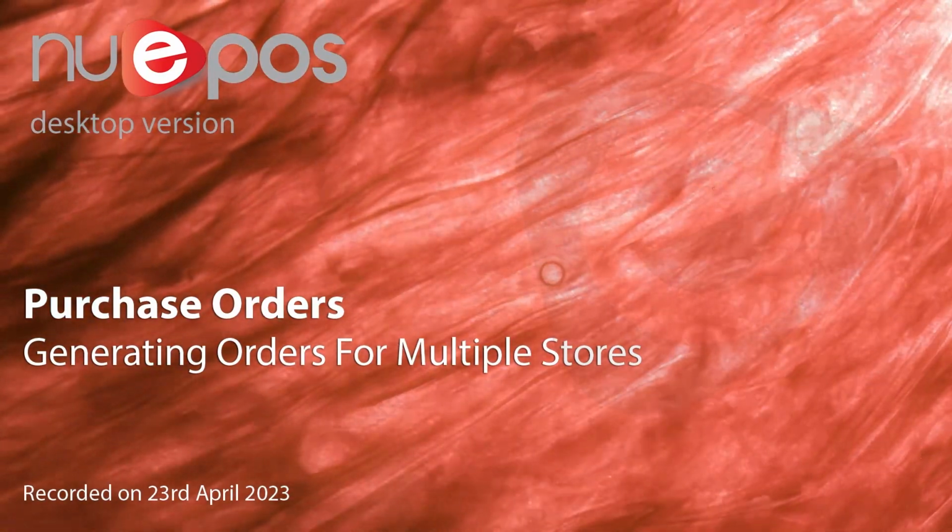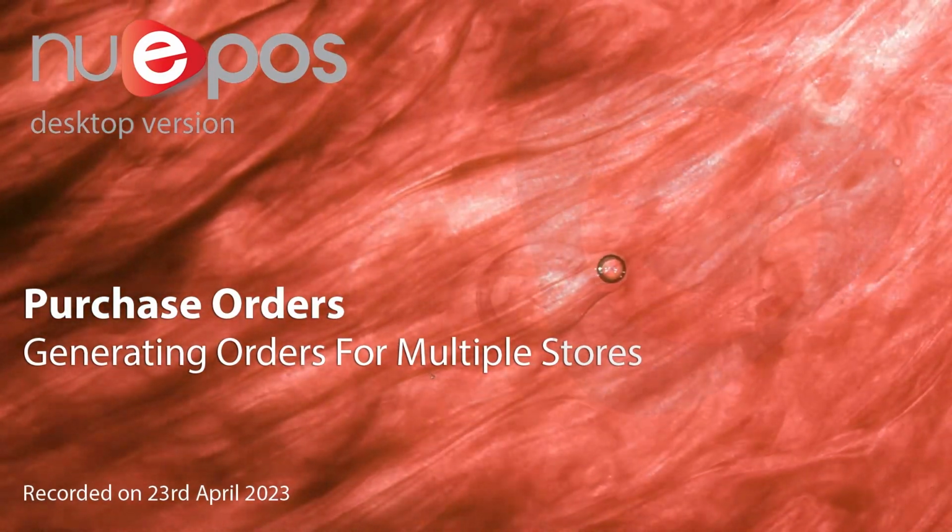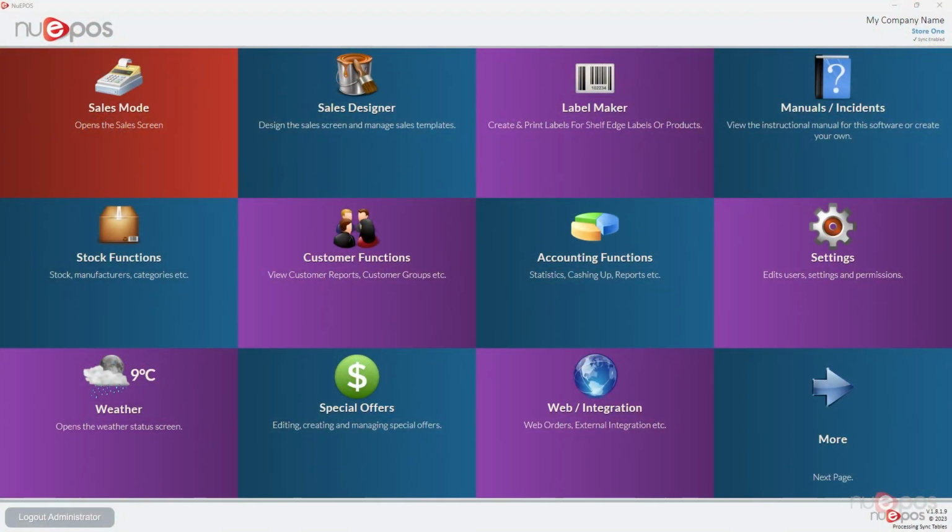Purchase orders. Generating orders for multiple stores. If you have multiple stores, you've got a variety of different options that you can use when you're generating an order. You may want the store to generate their own orders and have the supplier deliver the goods directly to them. You may want to generate the order for them, but the supplier still orders it. Or they may want to reorder from one of your larger stores or a warehouse, for example.